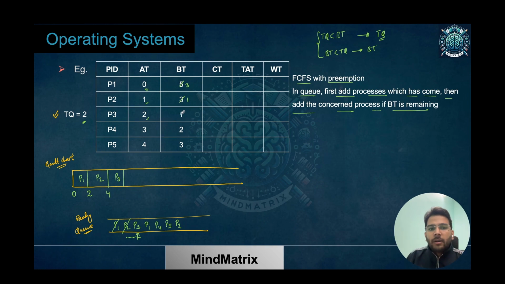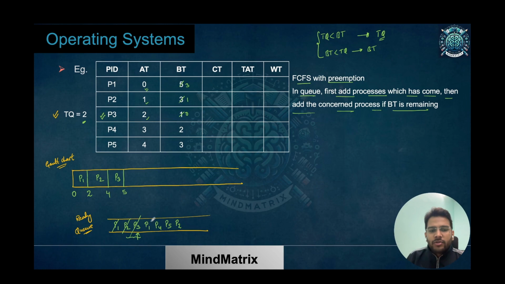So for P3, burst time is 1, time quantum is 2, whichever is less you are going to schedule for that amount of time. So that is 1, 4 plus 1, it is going to be 5. We can make it 0. P3 has completed its execution. So we are just going to remove it from the queue. Okay, and all the other processes have arrived.